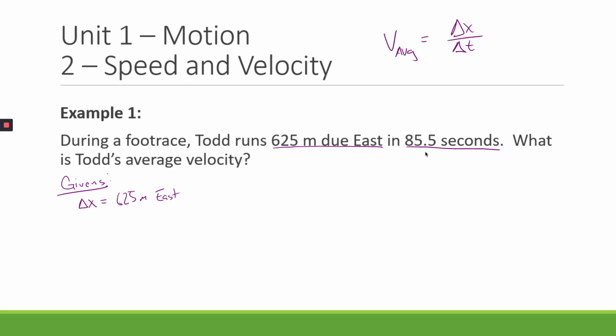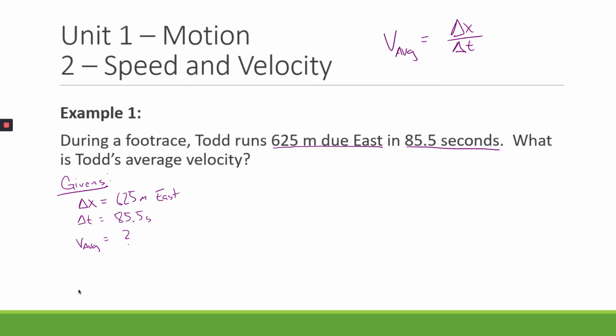What's our next given? 85.5 seconds. What is that? That is your time. So my delta t equals 85.5 seconds. And what else do we have? What is Todd's average velocity? So that's what we're looking for, right? V average. I often like to list it under my givens in this manner, so you know both what you have and what you're looking for.